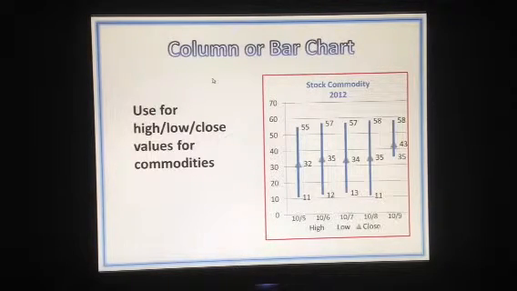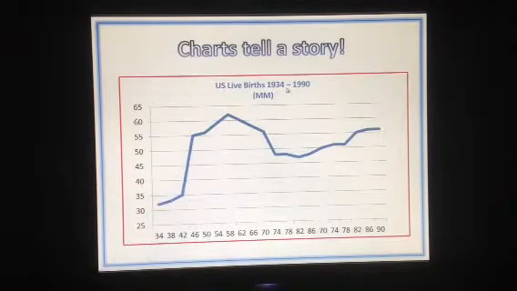The use of the high-low close chart is a type of a column chart. And you can see by putting in the values, it helps you to read the commodity ups and downs.